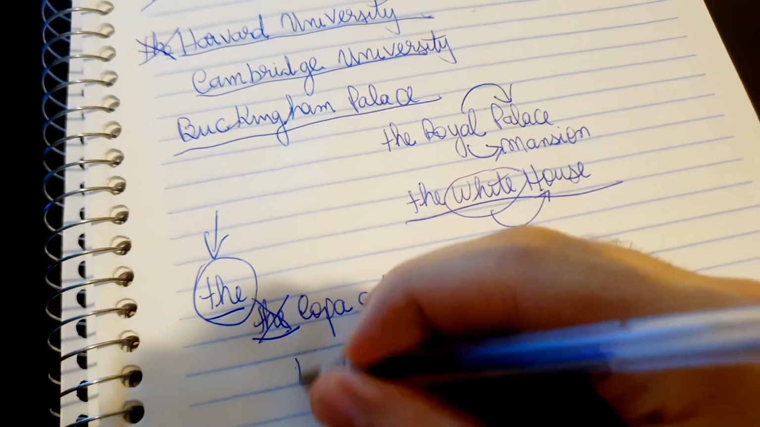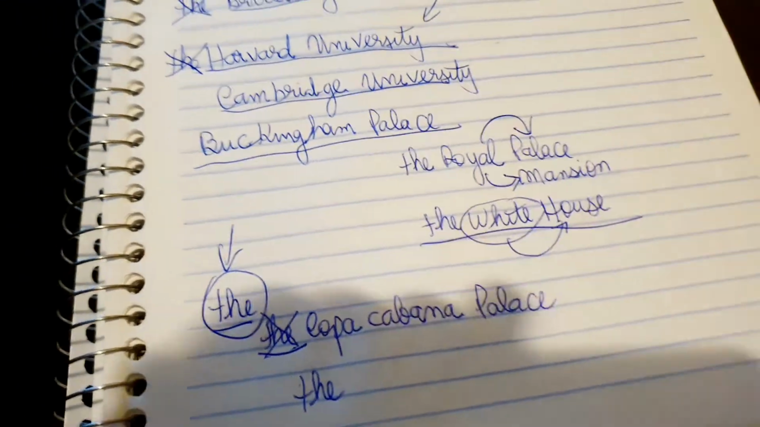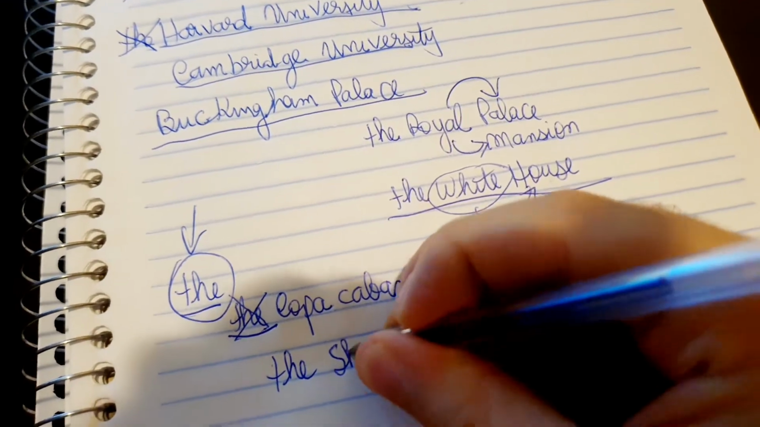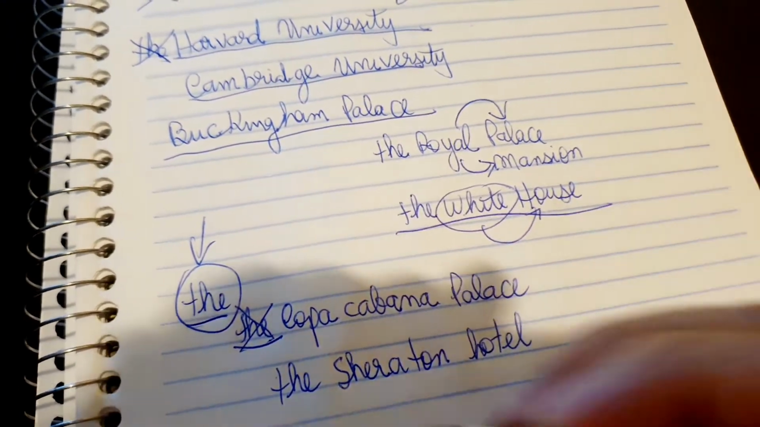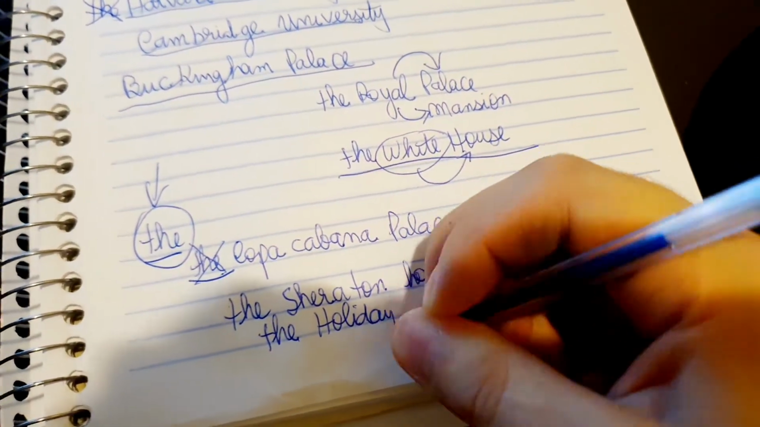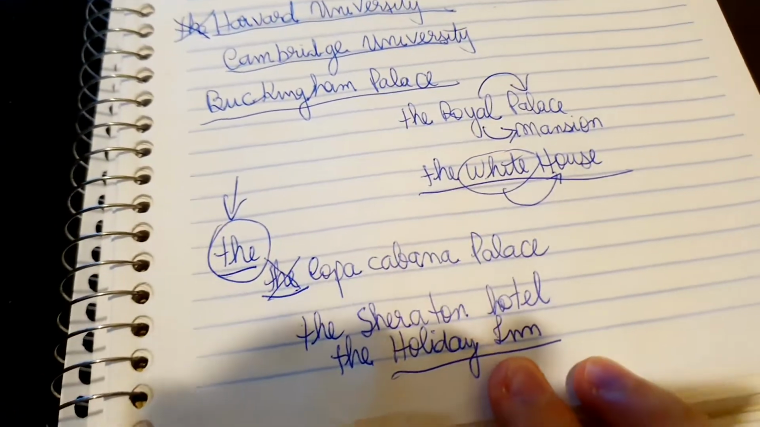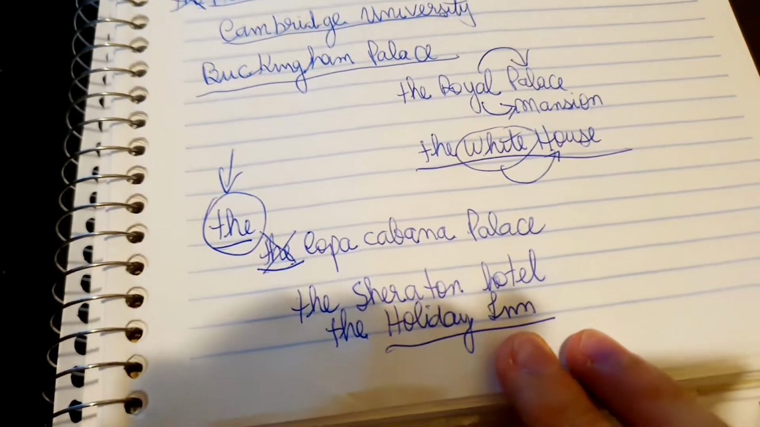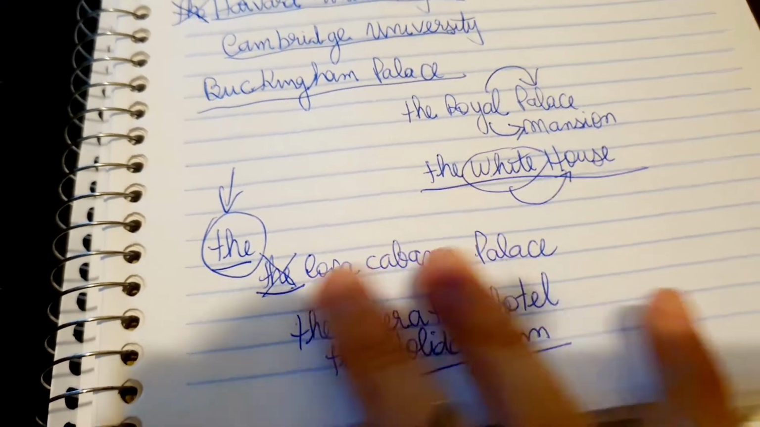But when you refer, for example, to a hotel chain, such as the Sheraton Hotel, you can use the Holiday Inn. When I traveled to Boston, I stayed at a Holiday Inn hotel. Where are you staying? I'm at the Holiday Inn. Okay? You can use the definite article.